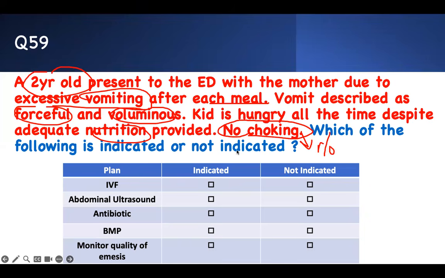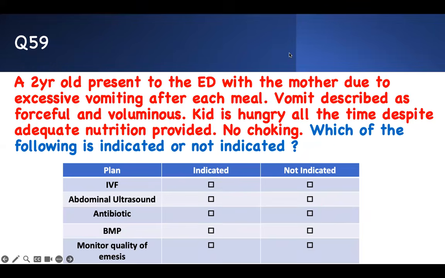Which of the following is indicated? What do you think this patient has? Pyloric stenosis. What is indicated? IV fluid. Ultrasound to look for the stenosis. Antibiotic? No. BMP, check the electrolytes. Monitor quality of emesis to see if there's bile in it. If there's bile, it may be obstruction. It will be malrotation. So good. So this is the right answer.